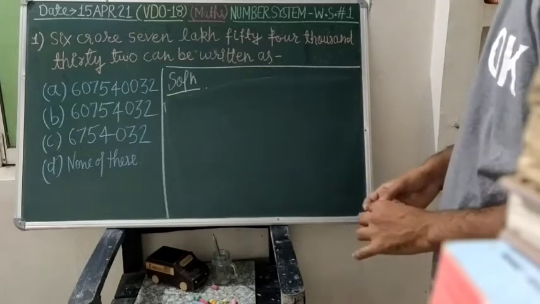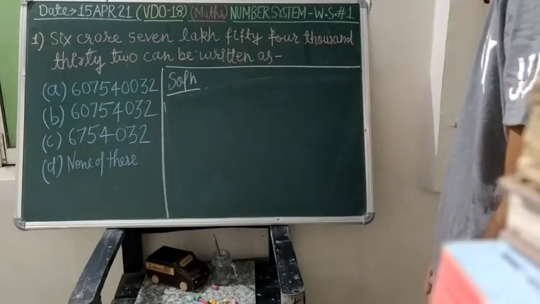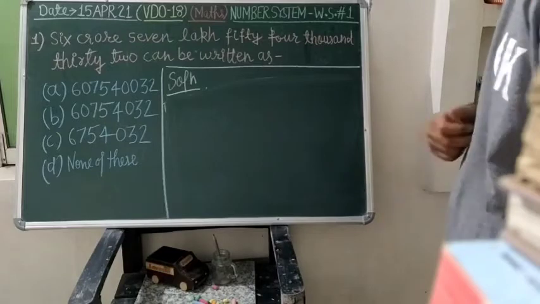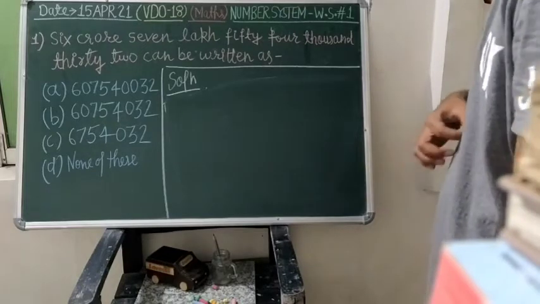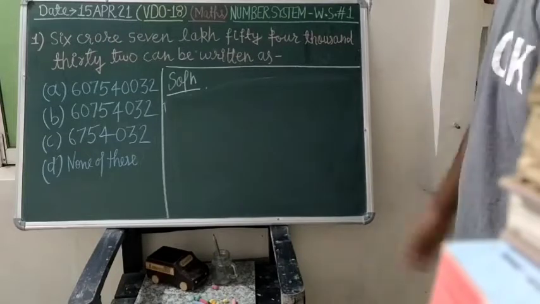In the very first video of the number system I told you that there are two systems in which we can write the numbers. One is the Hindu-Arabic system, the second one is the international system.